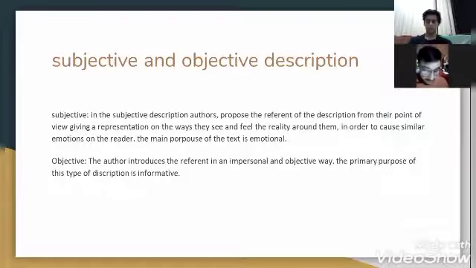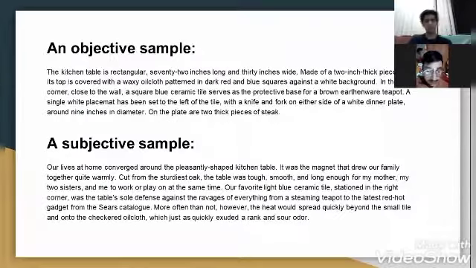Next up is an objective sample. I'm going to give you examples. The kitchen table is rectangular, 72 inches long and 30 inches wide, made of a 2-inch thick piece of oak. Its top is covered with a waxy oilcloth pattern in dark red and blue squares against a white background.